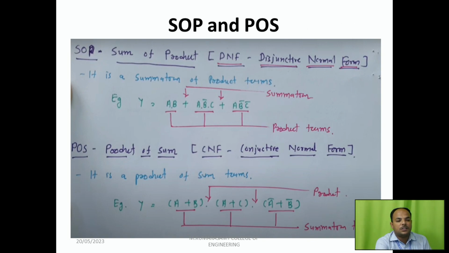First, if you take SOP, that is nothing but sum of product, and it is also named DNF, disjunctive normal form. It is a summation of product terms. For example, consider a function Y equal to AB plus AB'C plus AB'C'. Between each term we have a summation, and between the variables we have a dot product. So it is named summation of these product terms, and that's why it's named SOP.